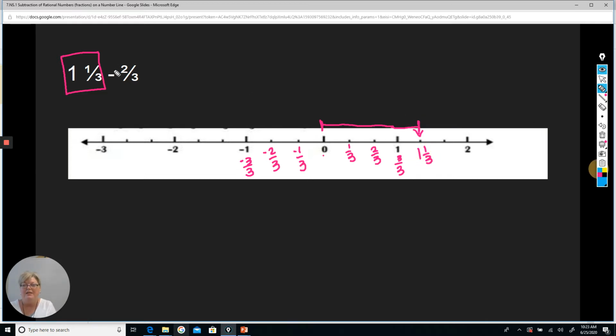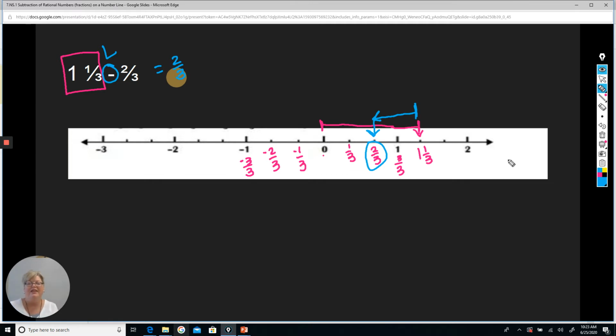Let's look at our problem. It says that we're going to do minus. Minus means we're going to go left, and we're going to go left 2/3. So I'm going to start right here, and this would be to the left. That's 1/3, 2/3. So the solution is 2/3.